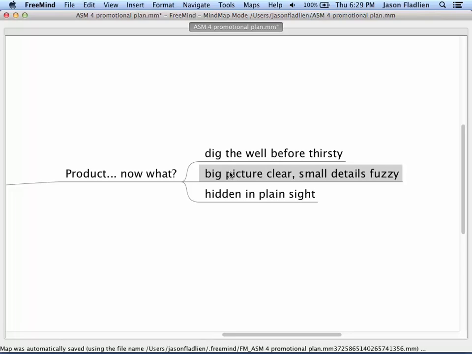You will always be small details fuzzy. You don't win in this business by knowing all the small details. You win in this business by understanding that, hey, I don't know the small details, but let me just try some stuff and see what happens, and then make adjustments based on what we've tried. And then the details become much clearer to you.